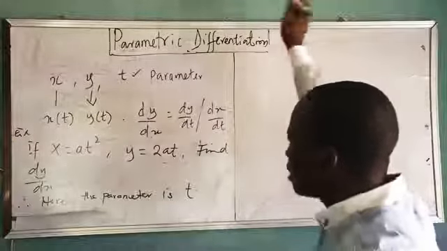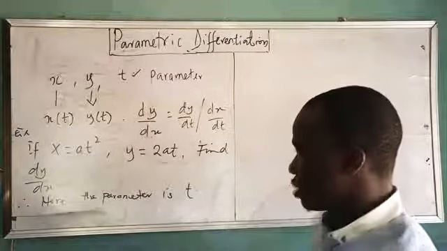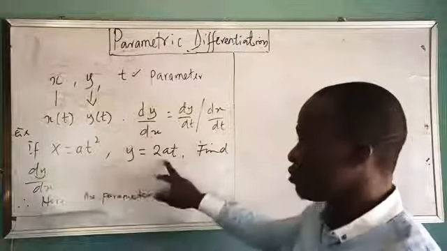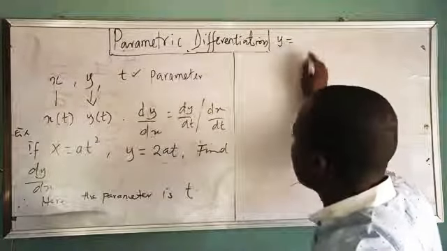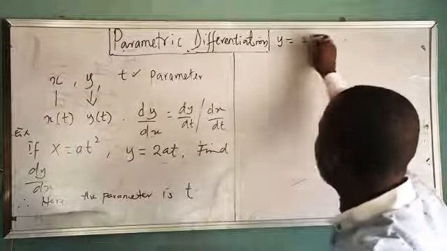So now from here, before you can do that, you try to look for this, then you look for this. So now to get dy dt, from y, y equals 2at.